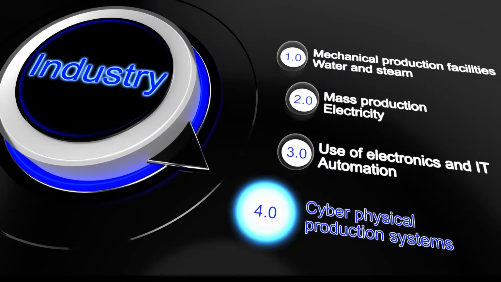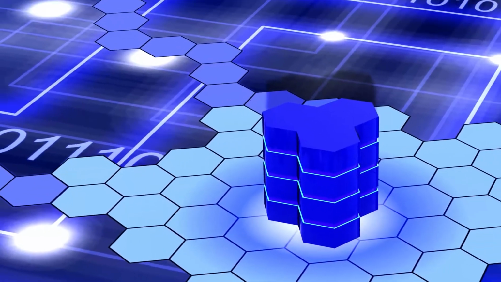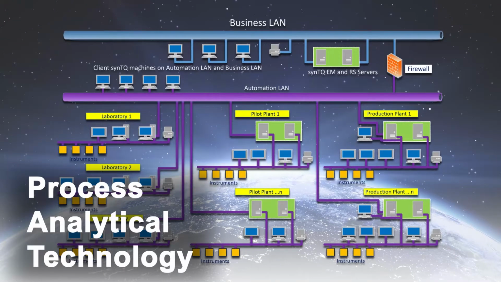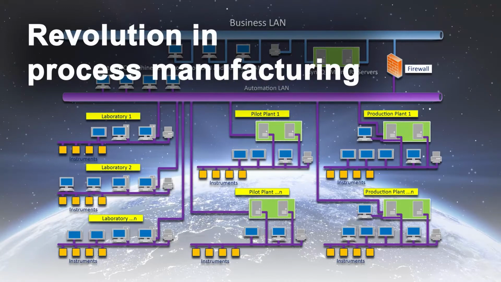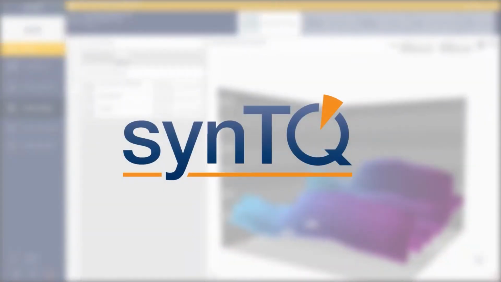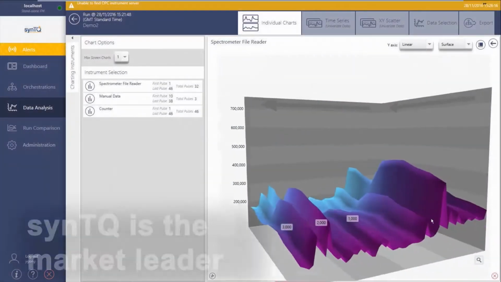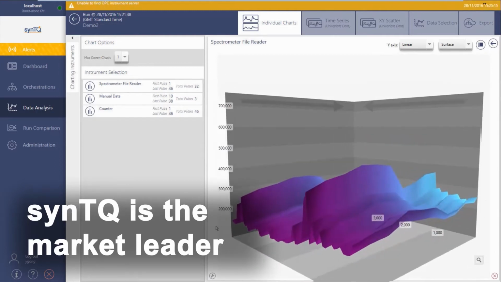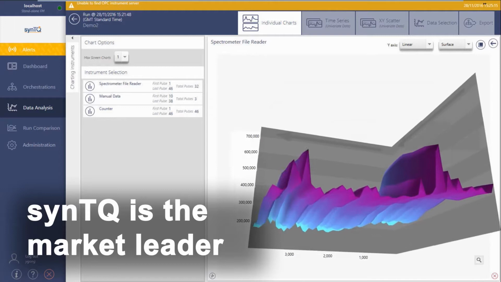These trends are at the core of concepts such as Industry 4.0 and the Industrial Internet of Things. Today, the use of process analytical technology, or PAT, is providing a holistic working structure in order to realize this revolution in process manufacturing. The SynTQ PAT enabling platform from Optimal is established as the clear market leader for realizing a PAT working structure, delivering stunning results in each new application.